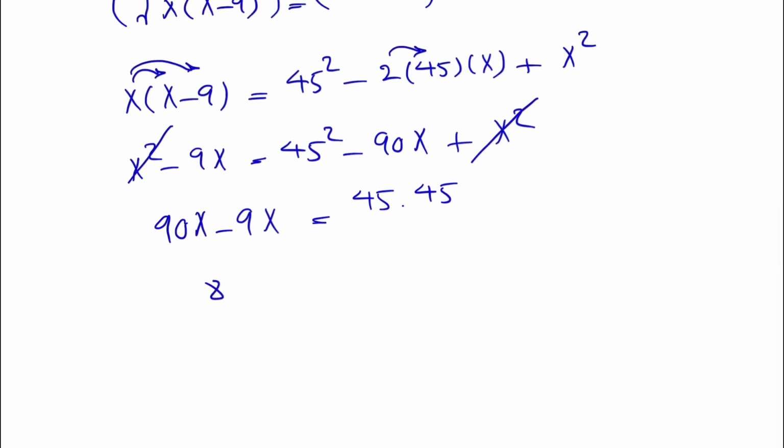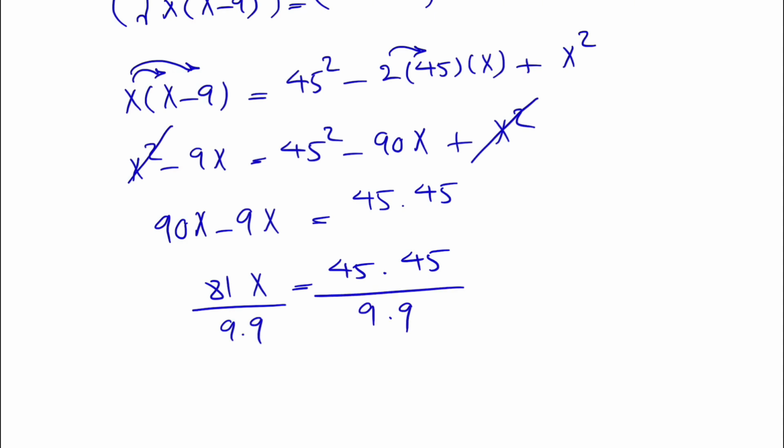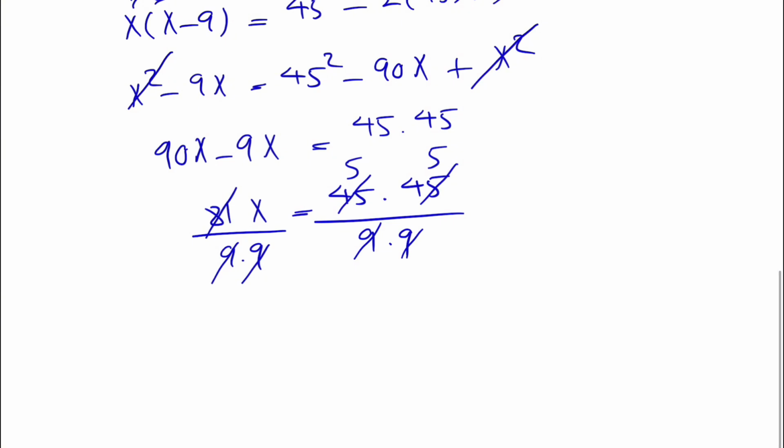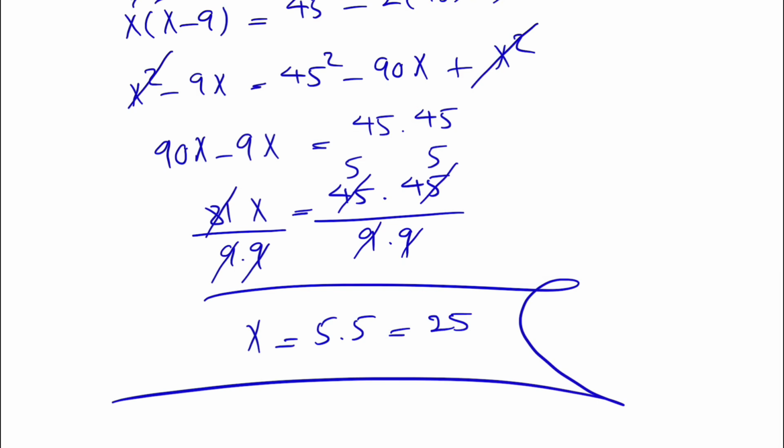So on the left side we have 81x is equal to 45 times 45. 81 is 9 times 9. So we're going to divide it by 9 times 9. We'll do the same thing on the other side. So this will be cancelled out, and we know 45 divided by 9 is 5, and same in here. So we will end up with x is equal to 5 times 5, which is 25, and that would be the final answer for this question.